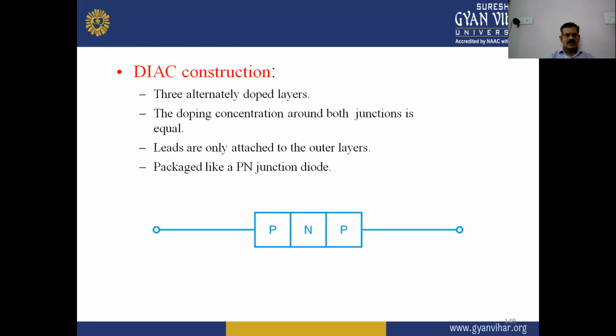What is the construction of the two terminal DIAC device? There are three alternately doped layers, P, N and P, and the doping concentration around both junctions is equal. So there are two junctions, J1 and J2, with equal doping concentration around both, and leads are attached only to the outer layers. That is the outer P layers in this diagram, and it is packaged like a PN junction diode. So this is the construction of the DIAC.